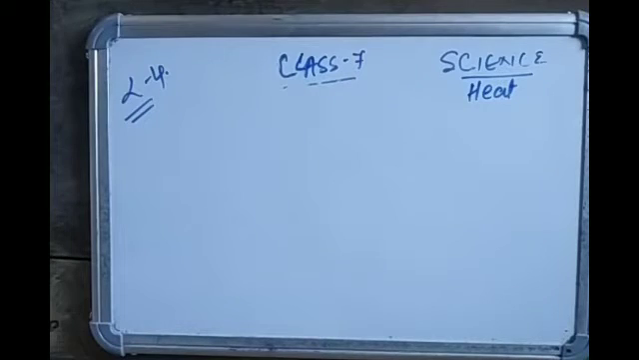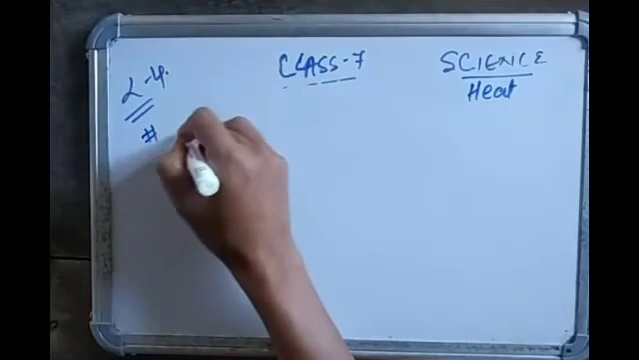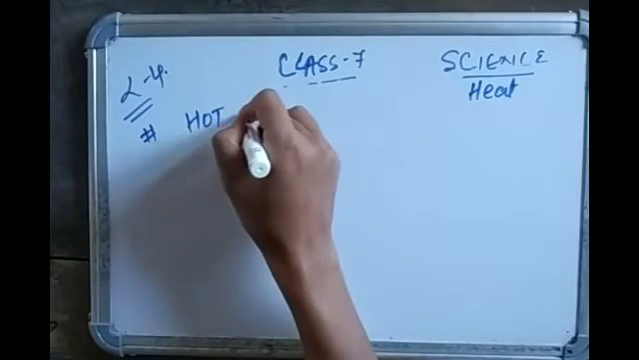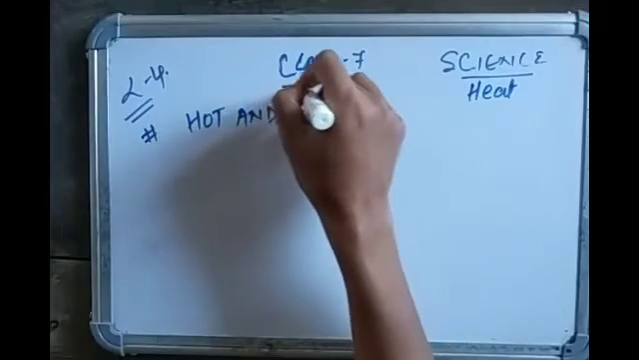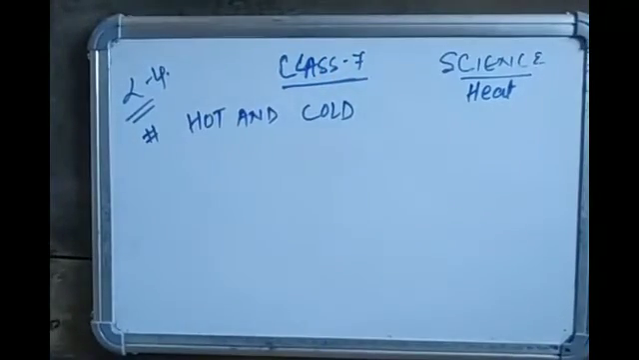So you can look at your textbook also. You will find that the first topic is hot and cold, page number 35. So we come across a number of objects in our daily life, activities.